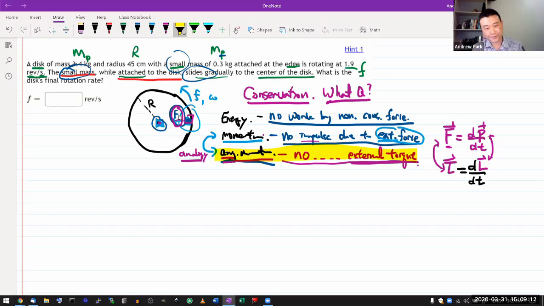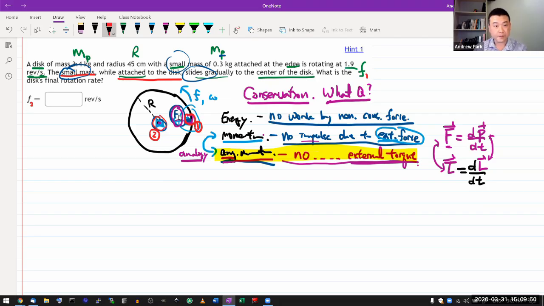Now that I have a conserved quantity to work with, I can use the conservation law strategy. I've identified the conserved quantity. Then my second step is to identify a useful snapshot. Here, I think the snapshot will be snapshot 1, where the mass is out here on the edge, and snapshot 2, where the mass has slid to the center. Those are the things that connect what I know with what I don't know. So this will be F1, this will be F2. Those are the snapshots.